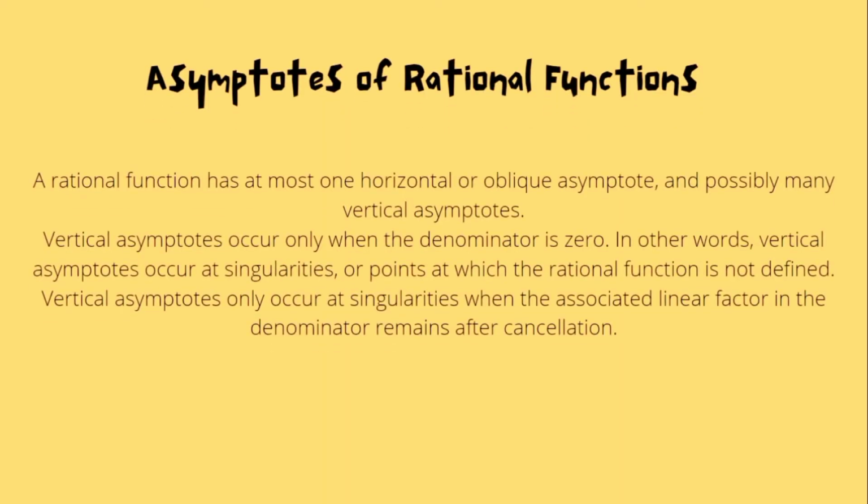Asymptotes of rational functions. A rational function has at most one horizontal or oblique asymptote, and possibly many vertical asymptotes. Vertical asymptotes only occur when the denominator is 0. In other words, vertical asymptotes occur at singularities, or points at which the rational function is not defined. Vertical asymptotes only occur at the singularities when the associated linear factor in the denominator remains after cancellation.